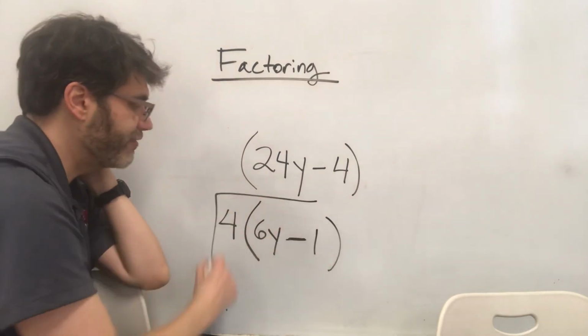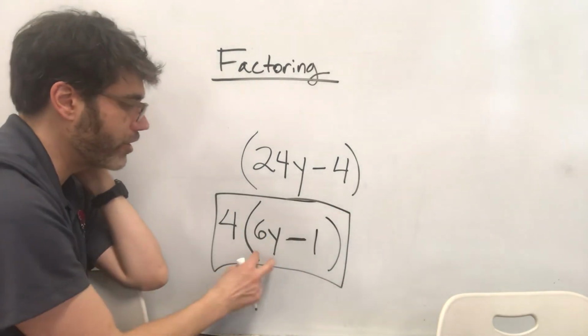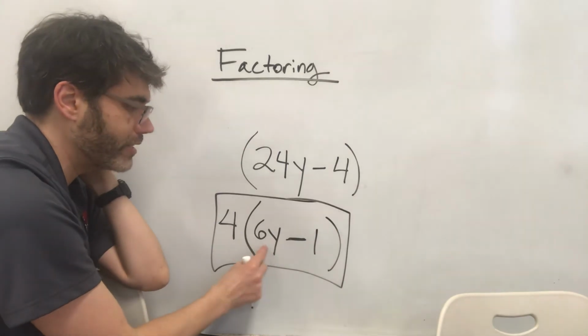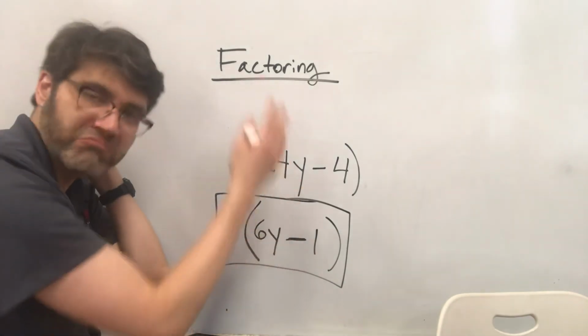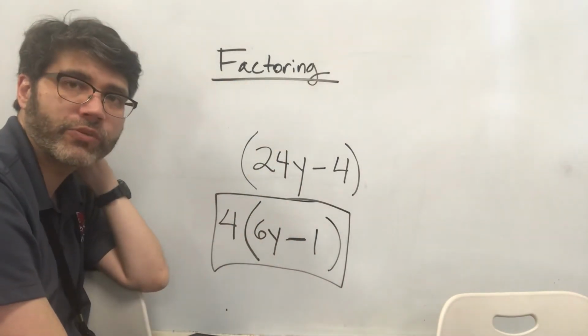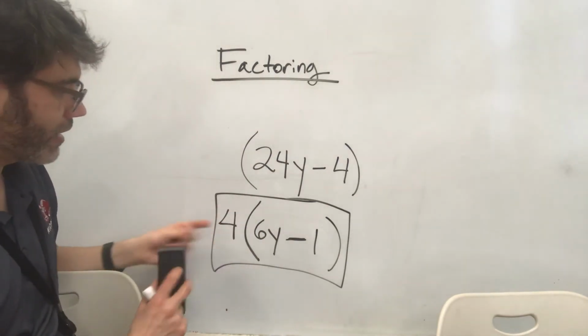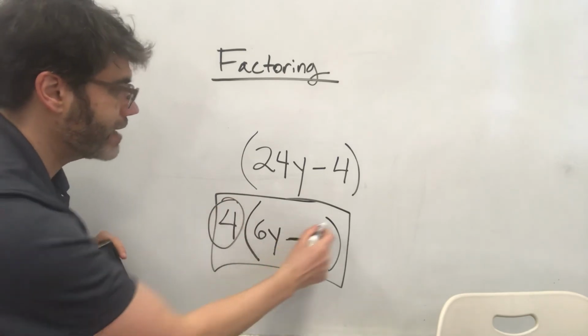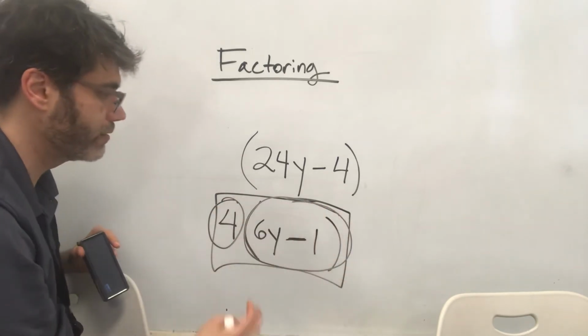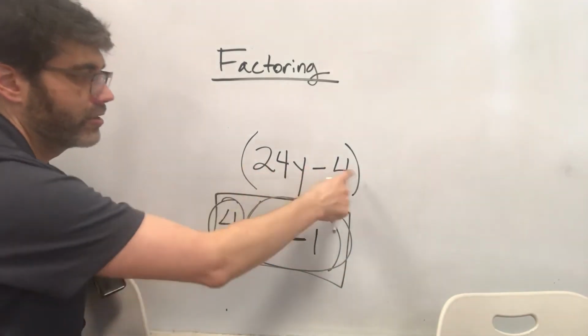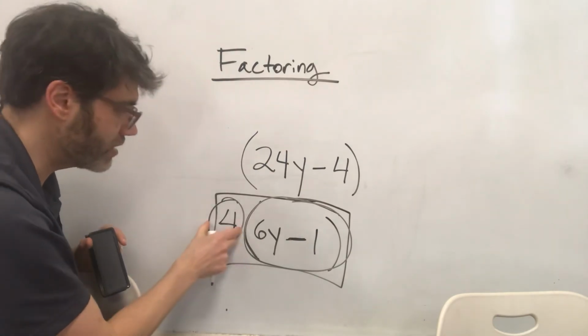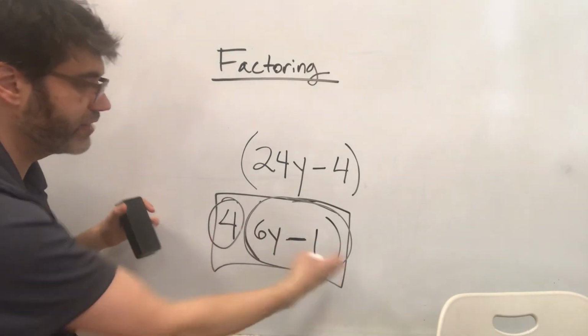So this is the fully factored form. There are no common factors between 6y and 1, so we fully factored as far as we can go. Okay, so this is the answer. This is what the answer looks like. 4 times 6y minus 1 gives us the product right here. Okay, so this is a factor, this is a factor, this is fully factored.